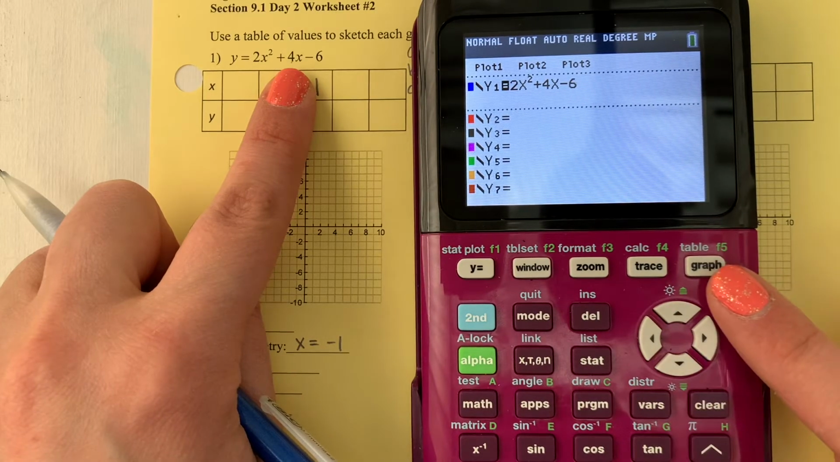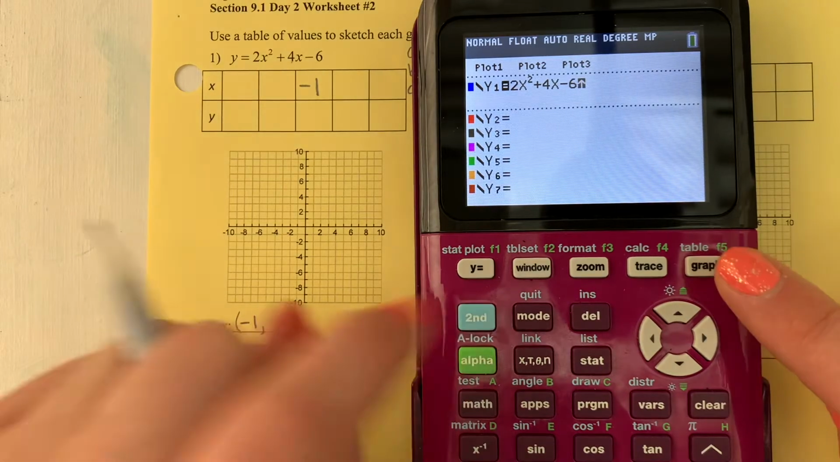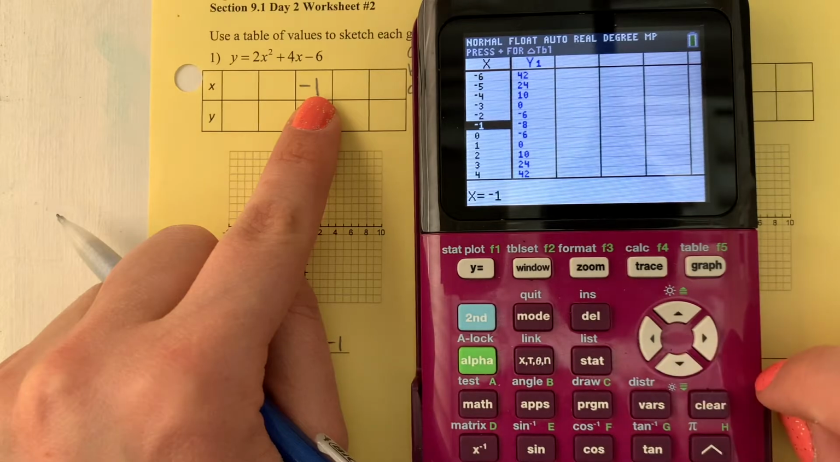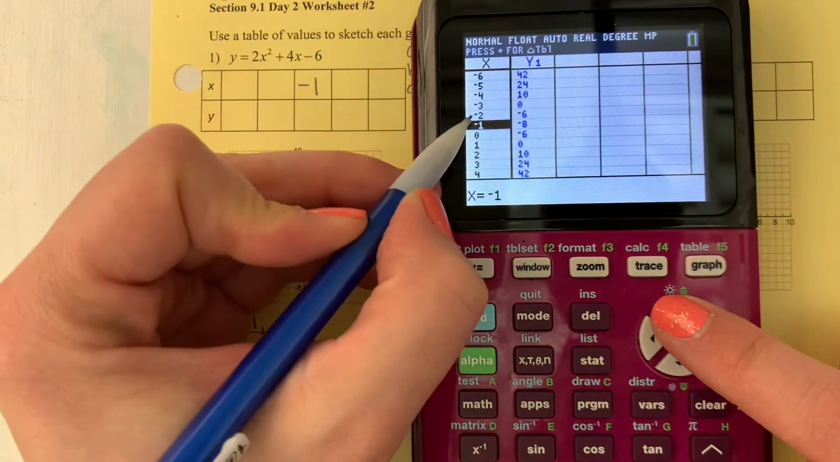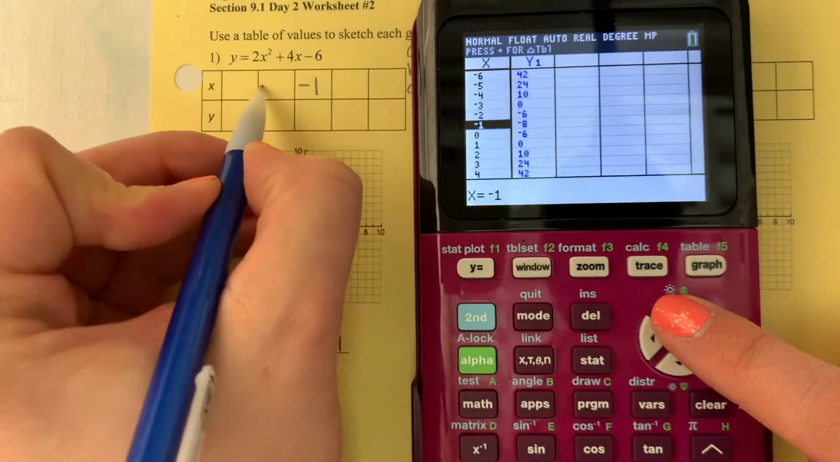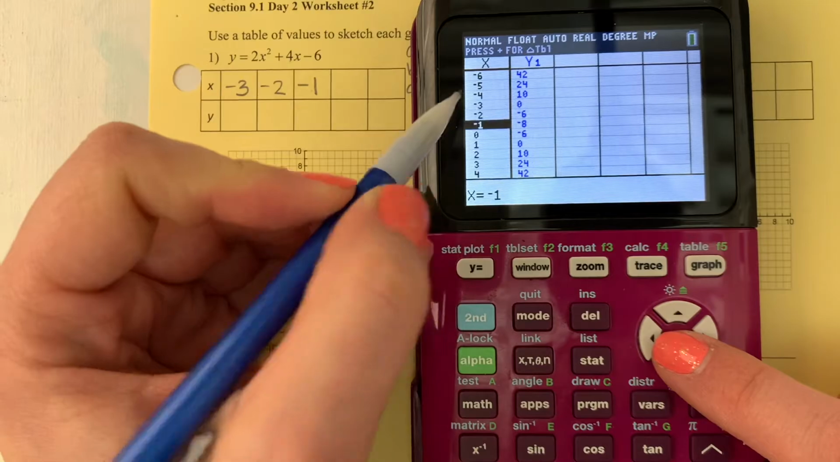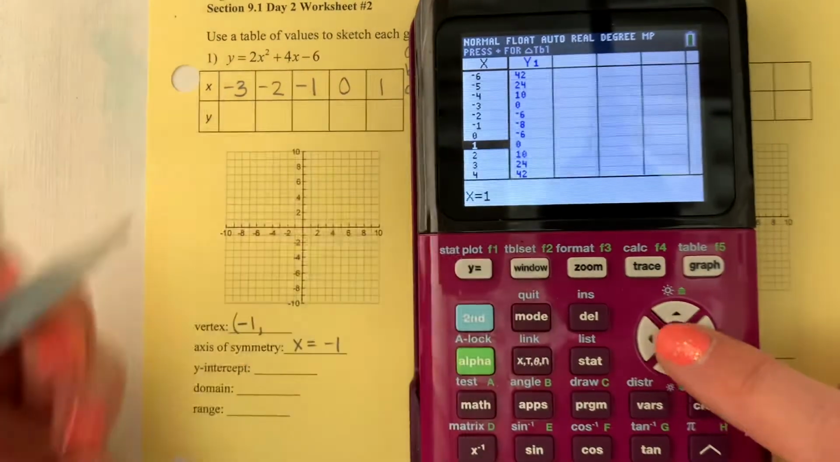And instead of going to the graph, I want to go to the table. So I'm going to do second graph, and I want to look for -1 as the x value, okay? Now, smaller than -1 is going to be the numbers above it, -2 and -3. Bigger than -1 is going to be the numbers underneath it. So that's going to be 0 and +1.